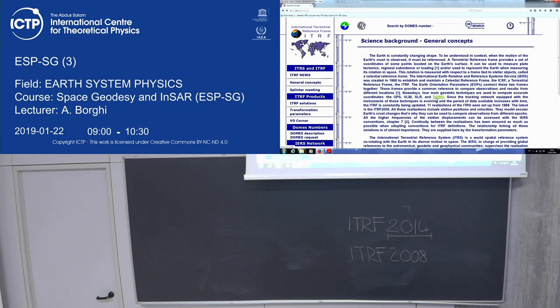Before, when I click on Doris, we have a list of techniques: GPS, VLBI, SLR, LLR, that means lunar laser ranging. On the surface of the moon, there are some retroreflectors to do the same that we have done with the artificial satellite, with the larger satellite. That is to say, using the moon we can do measurements.